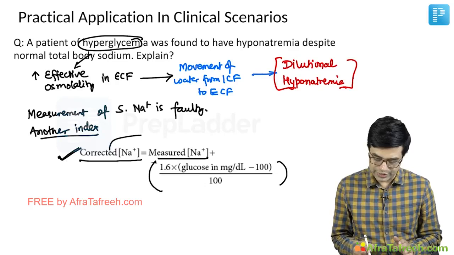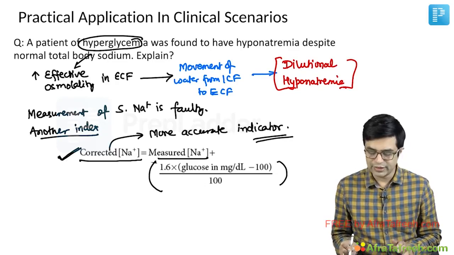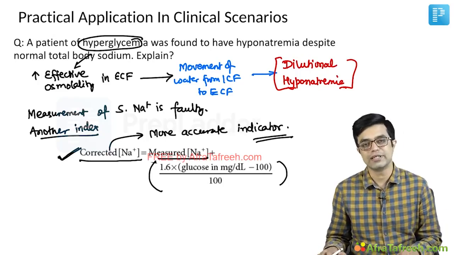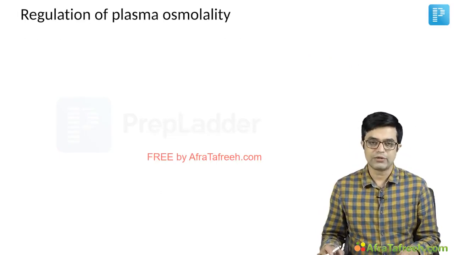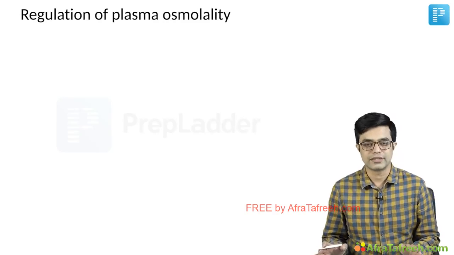This is a more accurate indicator of the effective circulating plasma volume and osmolality than the simple measured serum sodium that you do on lab examination. And so we come to the regulation of plasma osmolality. Regulation of plasma osmolality is majorly done by the hypothalamic system.